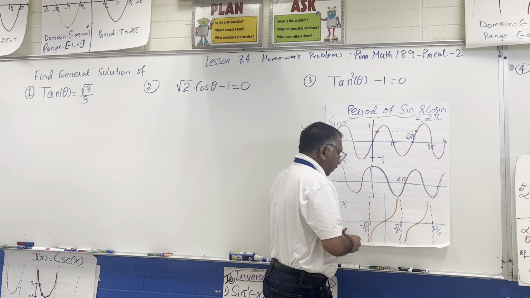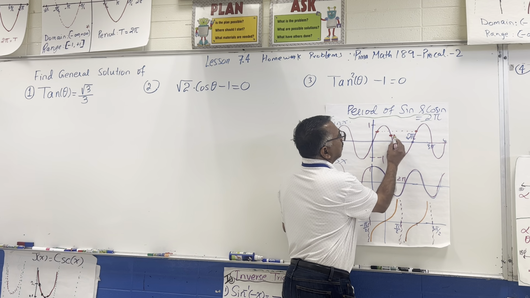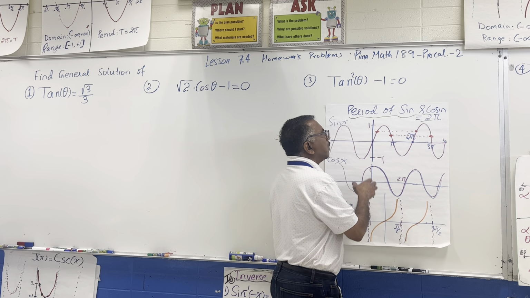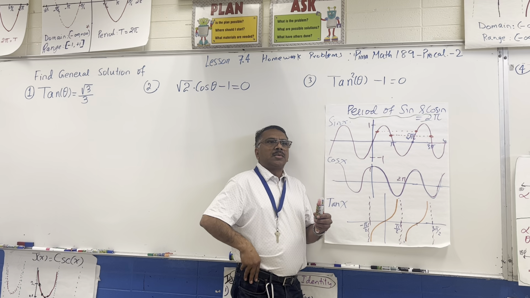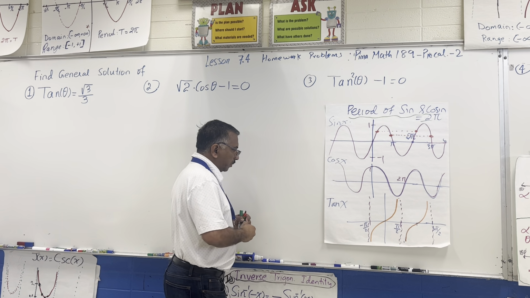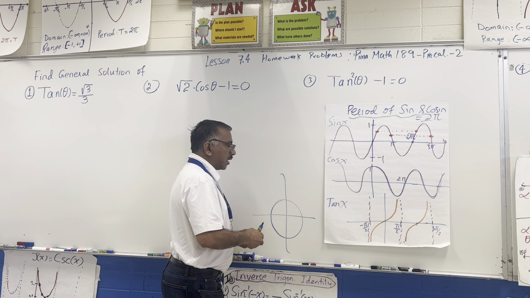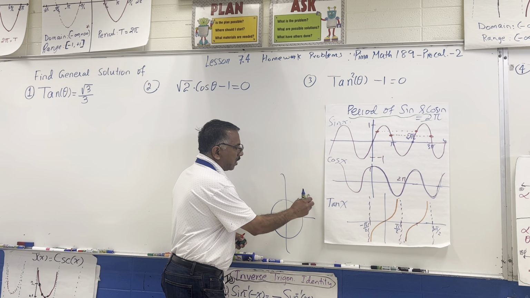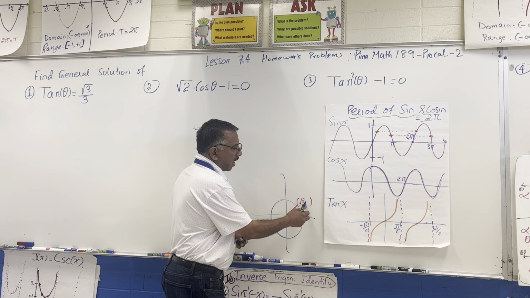And if you know this point here, that will be added 2 pi and you go back here. So basically, if you know one solution, you just add 2 pi and you get the next one. Or if you have a unit circle, and if the angle is, let's say sine 30, we know sine 30 is half. Cosine 30 is root 3 by 2 and sine 30 is half.